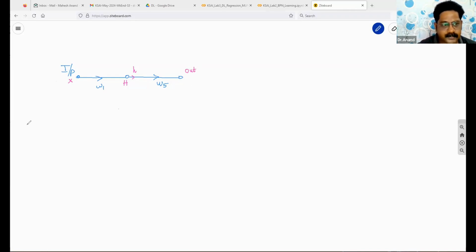What is the expression for y cap? We'll write the expression for y cap. The predicted output is f of net that happens at the output side. Similarly, we calculate another net value at the hidden side. To differentiate this, we are going to call the net value at this hidden portion net suffix h. Similarly, the net value over here is net suffix o.